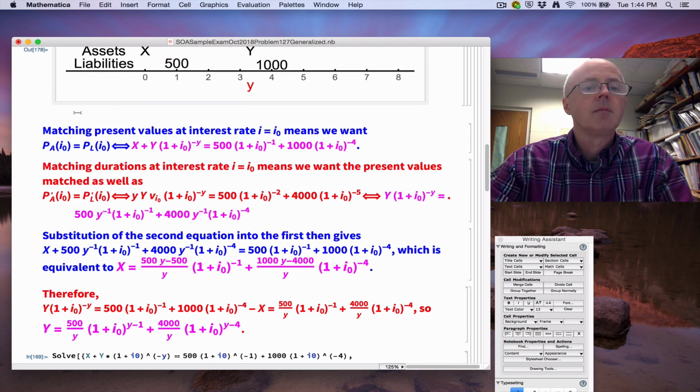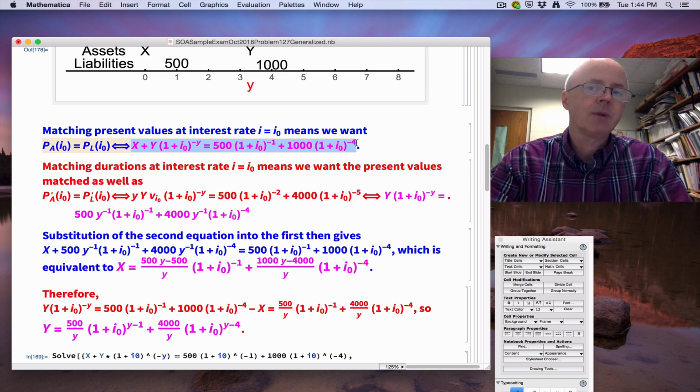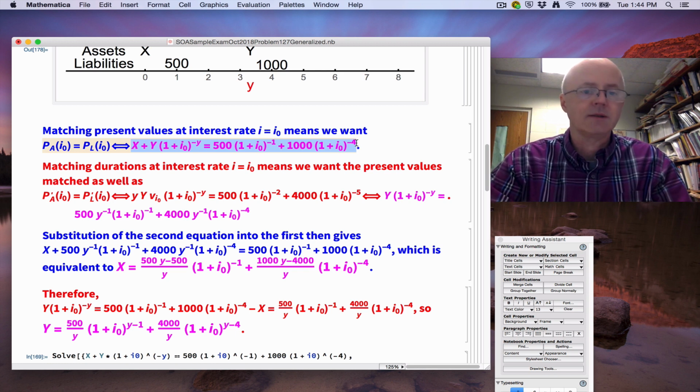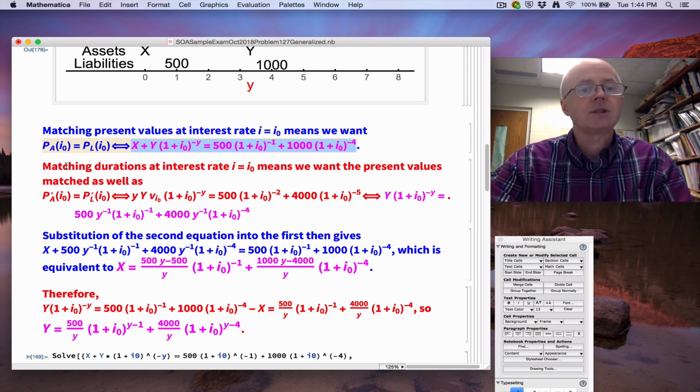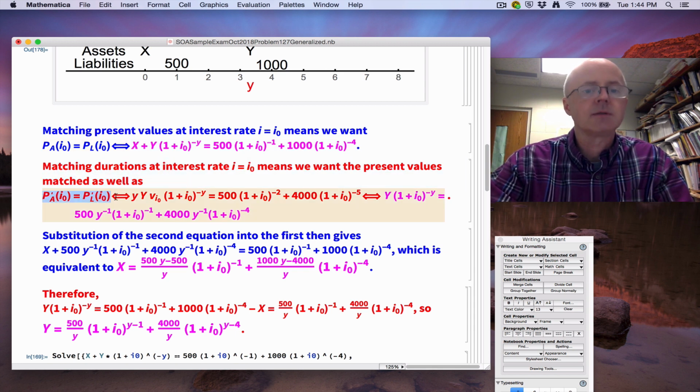Matching the present values gives us this equation. So that's one of the two equations that we need to solve for capital X and capital Y. Again, not as numerical values, but as functions of I0 and little y. In solving these things, you want to think of I0 and little y as fixed. Matching durations means matching present values and matching these derivatives. So we get this equation here.